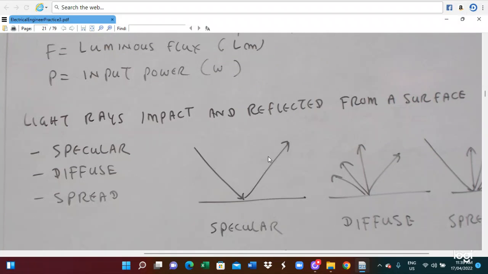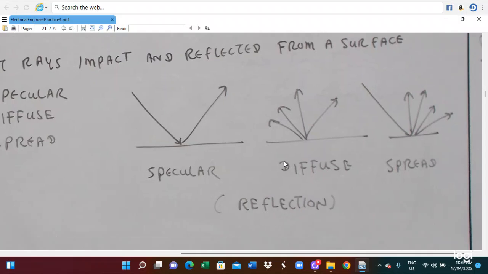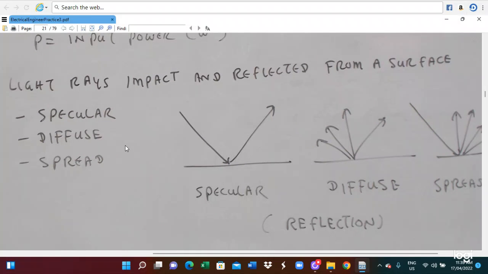Light rays can impact and be reflected from a surface. This is specular, here is diffuse, and here is spread. Depending on the reflection, we can get specular, diffuse, or spread reflection.